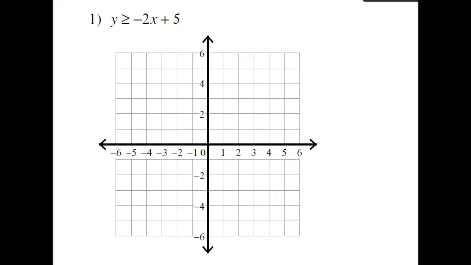All right, so for this example, basically what you want to do is look at your graph and start with your y-intercept. So the y-intercept is 5. So I'm going to go to my graph and I'm going to plot the point (0, 5). So I'm plotting my y-intercept. Then I'm applying my slope. So my slope is -2. So we're going down 2, right 1.